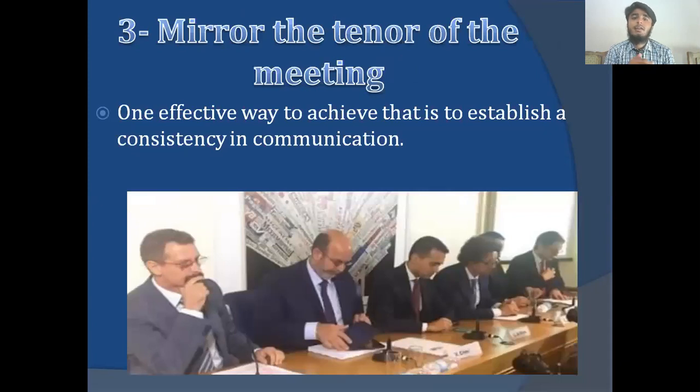The third one: mirror the tenor of the meeting. One effective way to achieve that is to establish consistency in communication. You have to mirror the tenor of the meeting through consistency in your communication. For example, if you say some sentences and go silent, and again speak and go silent, that would not be fair for the group meeting. You have to keep consistency in your dialogue and your communication process, in what you are trying to say.